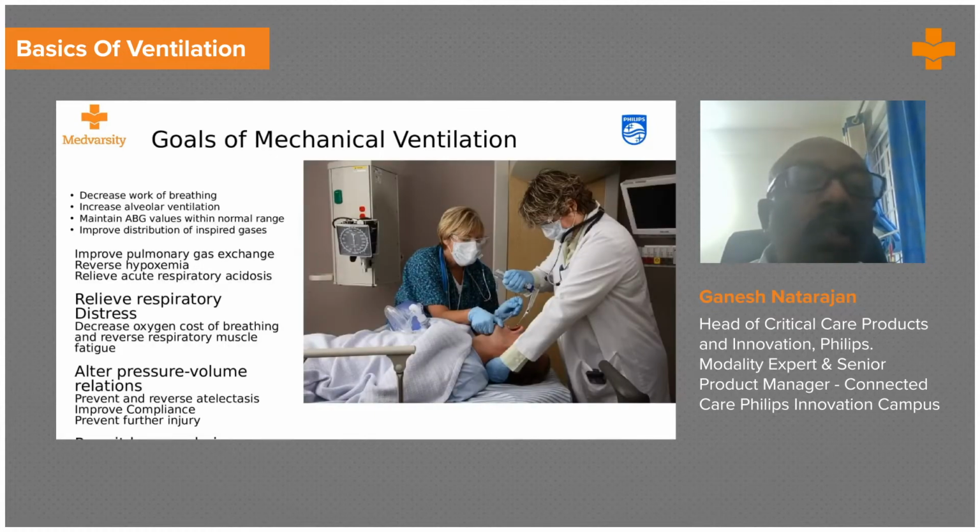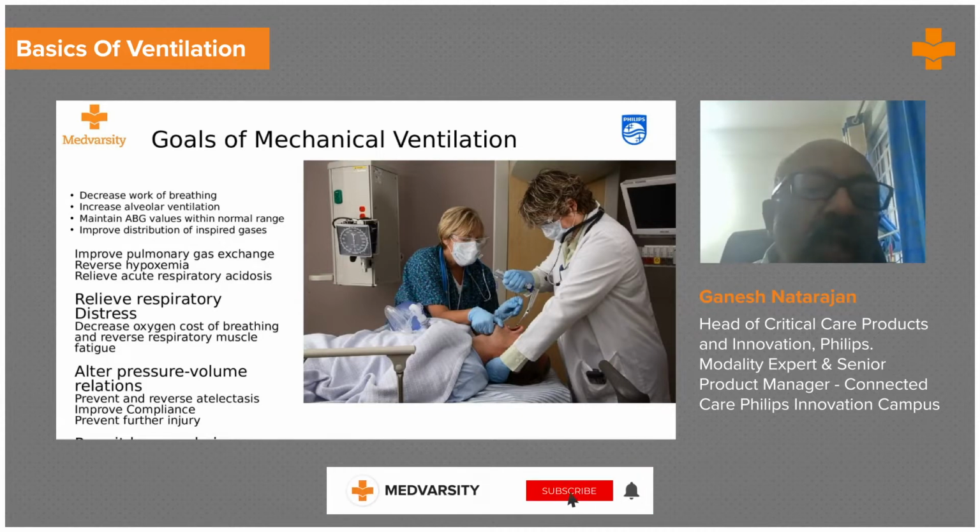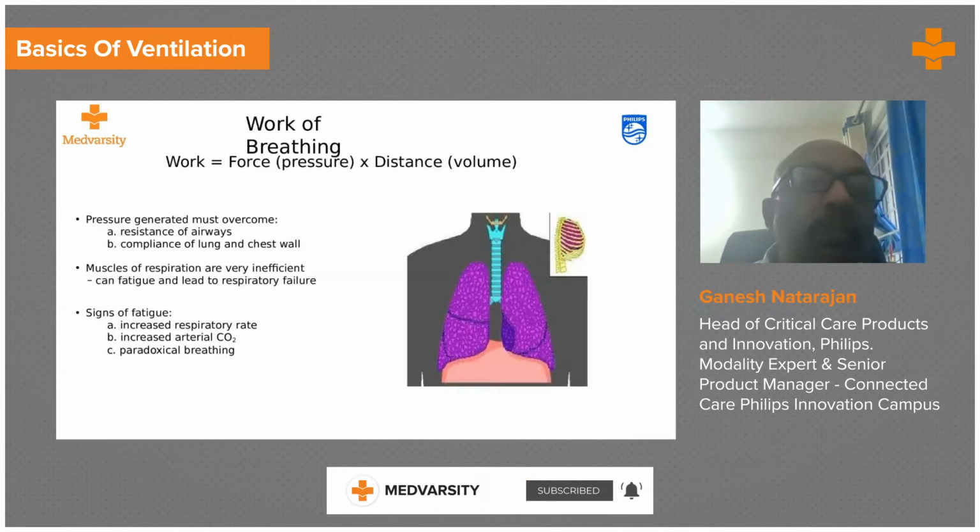Now, what are the goals of mechanical ventilation? Goals of mechanical ventilation are to decrease the work of breathing, increase alveolar ventilation, maintain the ABG values, relieve the respiratory distress, and to alter the pressure volume relation.